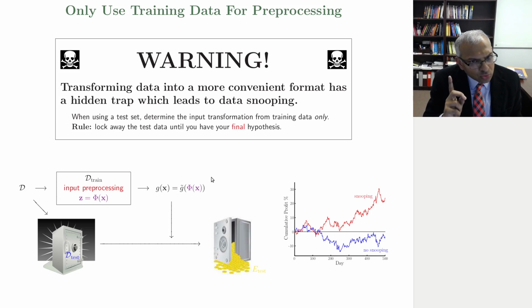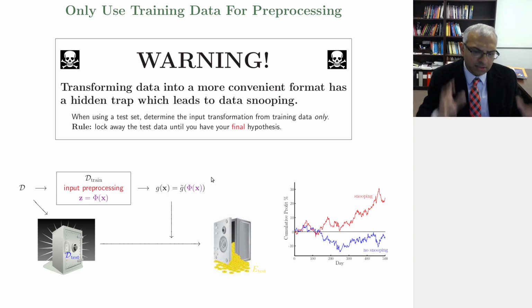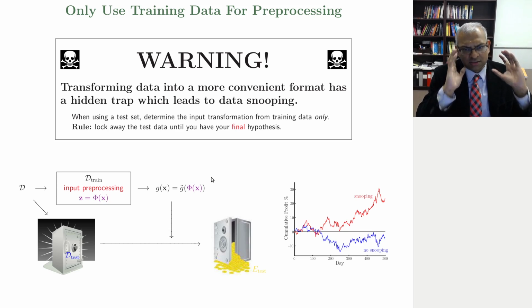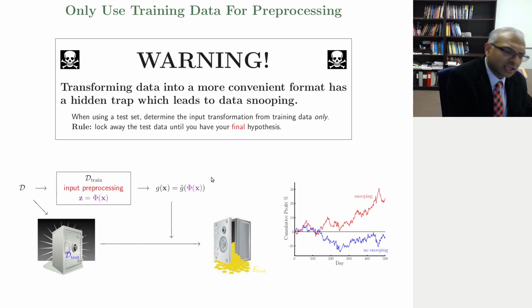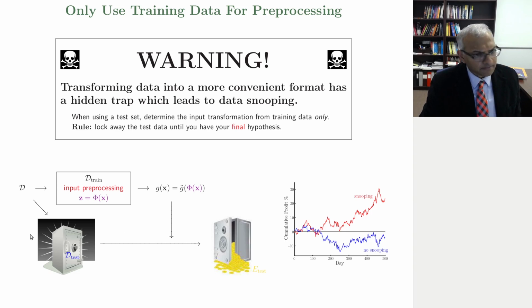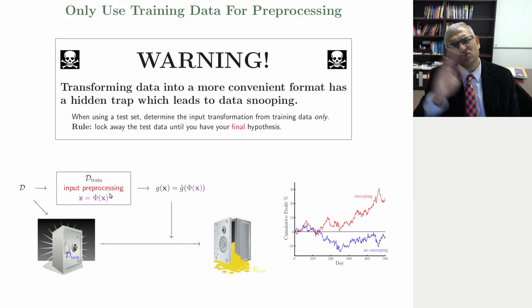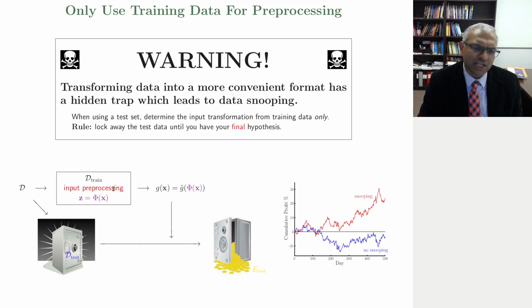So, as a rule, first create your test data the moment you see the data. The moment you get the data, lock your test data in a vault. That means you split your data into the test set, which is in a vault, and your training set, where you can do input pre-processing as much as you want. Do centering, do normalizing, construct your input pre-processing function phi. Construct your pre-processed data z. Do your learning. Get your g-tilde.